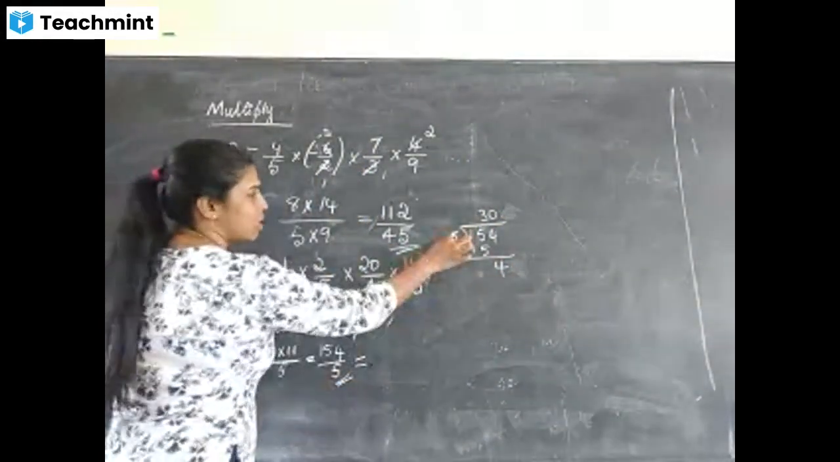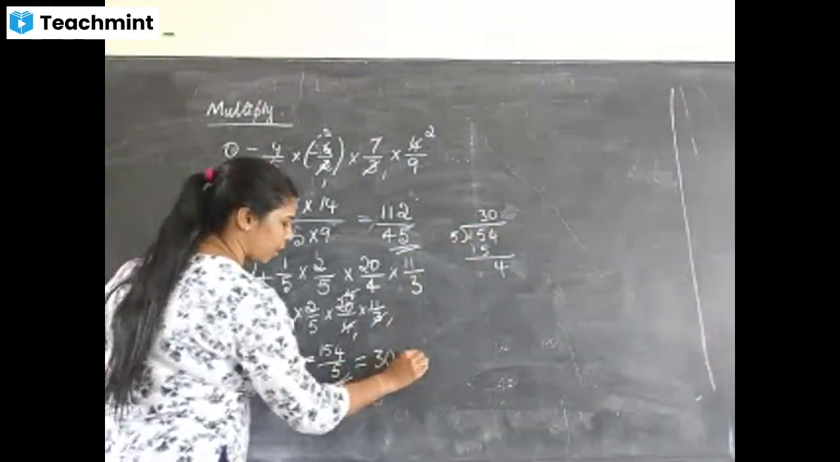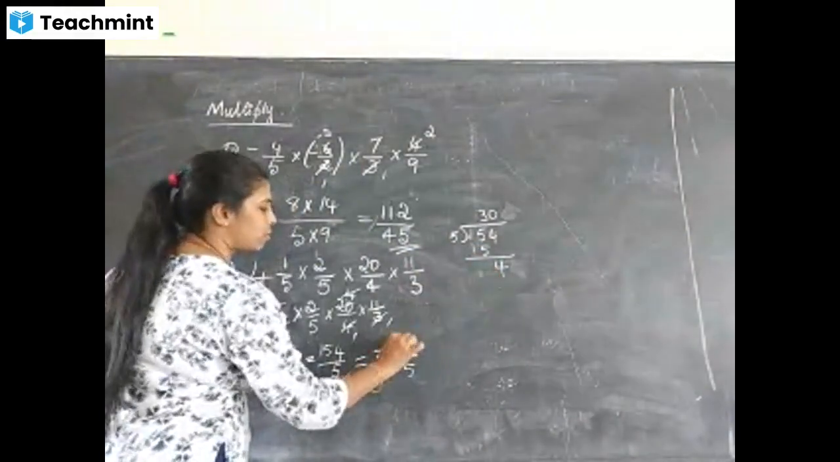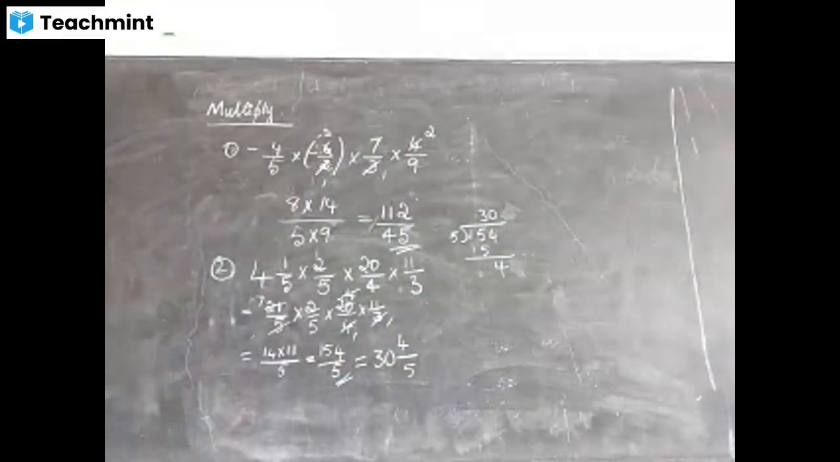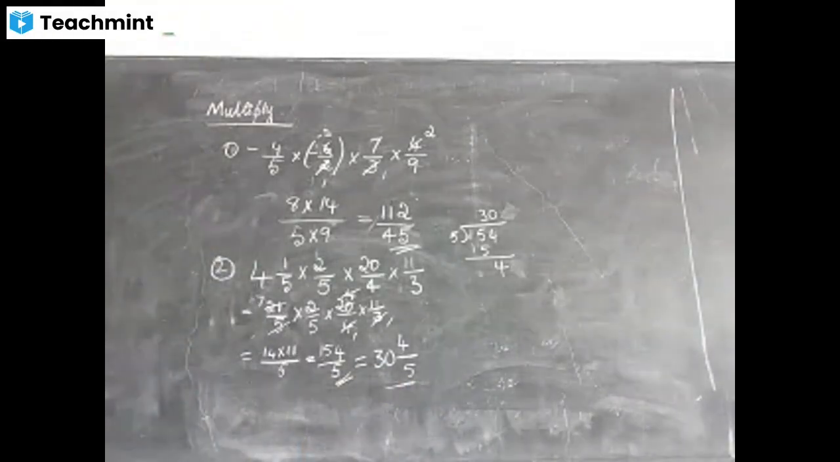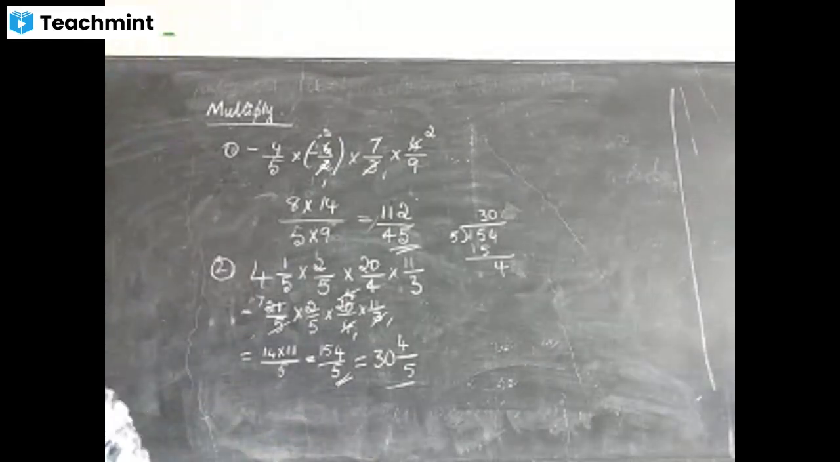The quotient goes to the whole number place, 30. The denominator remains the same. The remainder becomes the numerator. I think you know how to convert to a mixed fraction. You have already studied it in your smaller classes. This is the way. Okay, now we will go for the next, division.